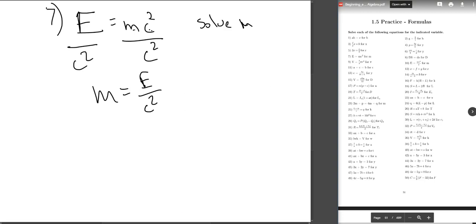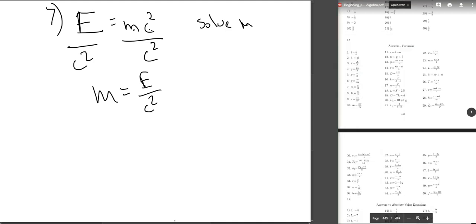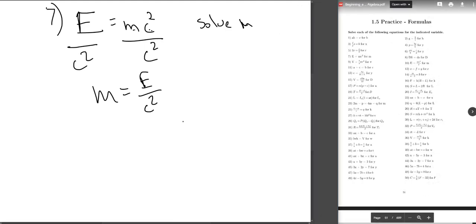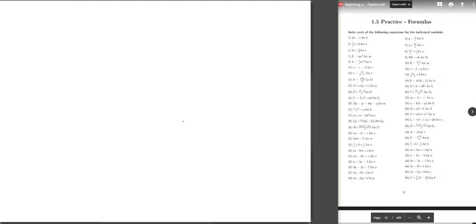All right. So let's go see if I got that answer right. Answer is number 7. Large E over c squared. Yes. So this is what I was telling you about before. This is going to be very useful for your physics class. All right. Number 8.